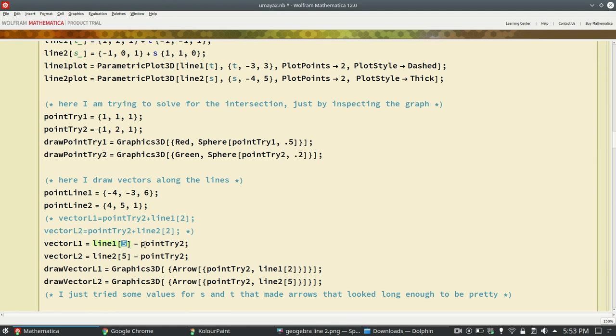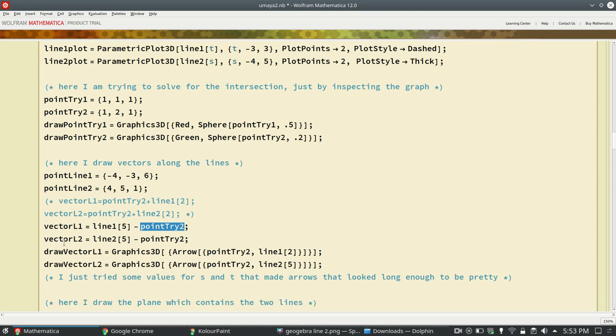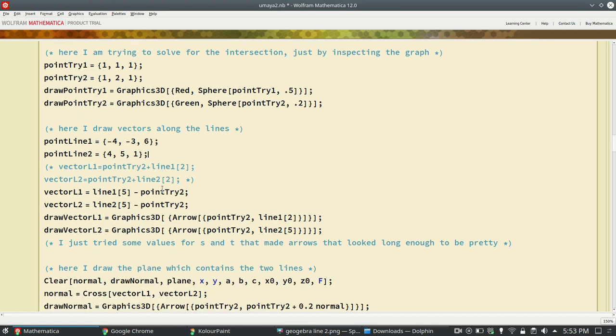Now I subtracted from that the 1, 2, 1 point, the intersection point, which was my second try, the green point, and that gave me a vector. Mathematica thinks of a point and a vector in the same way, with the curly braces, just 3 coordinates in a curly brace. So Mathematica would think of this as a point, but it would also think of it as a vector, depending on the context.